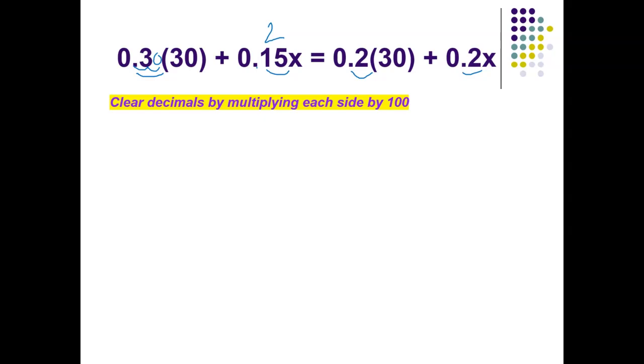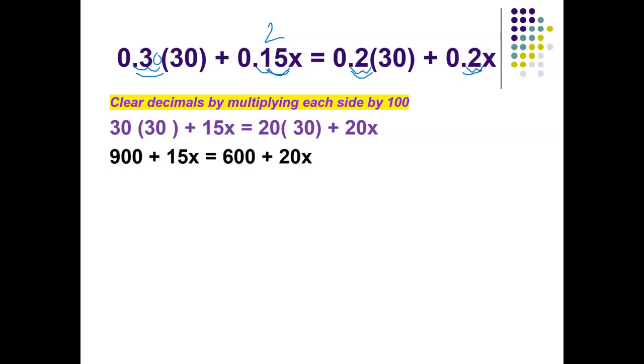See that? And this is going to become 15x. This is going to become 20. And the last one also becomes 20x. So this is what you see: 30 times (30 + 15x) equals 20 times (30 + 20x). This is after removing the decimal. Let's go ahead and multiply now. 30 times 30 is 900 plus 15x, 20 times 30 is 600 plus 20x.